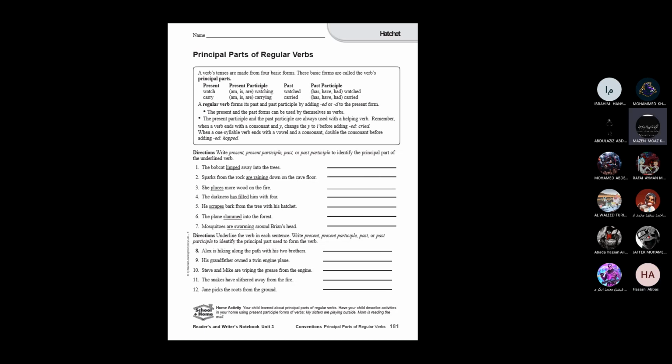Mister, if we have the verb that ends with S, what will we do? This is a present. This is just a present. The verb has an S or ES ending, or no ending, so this is called a present.